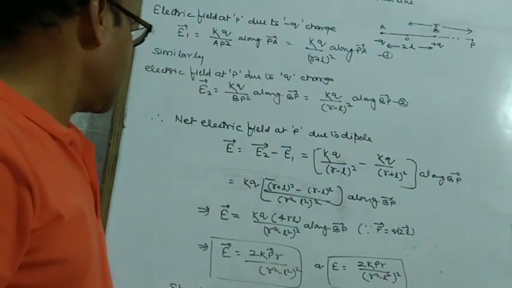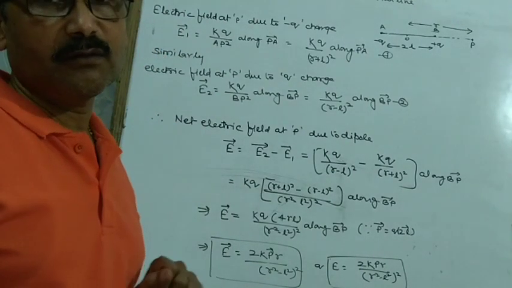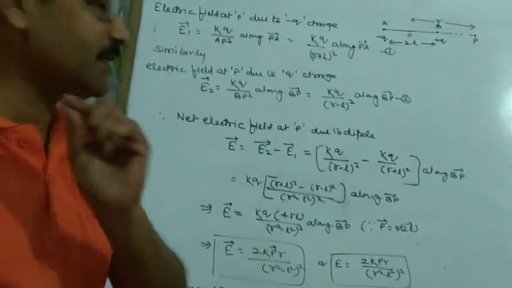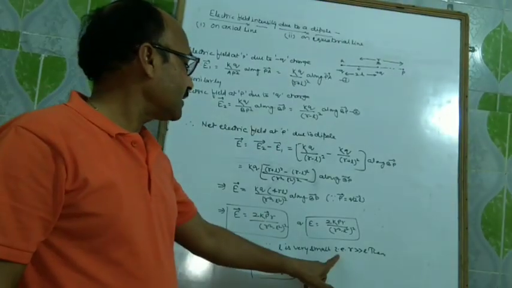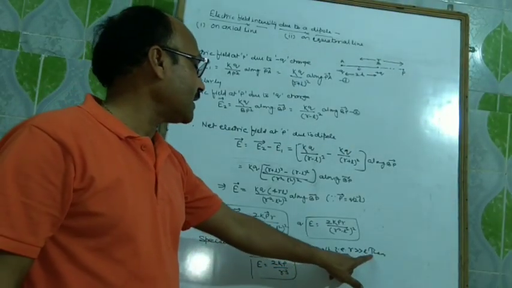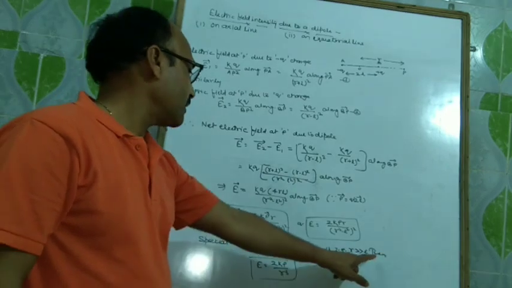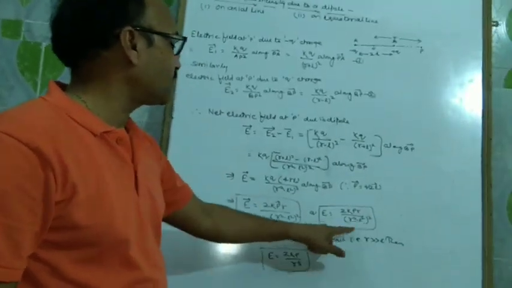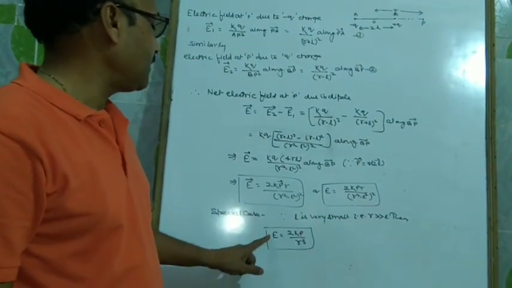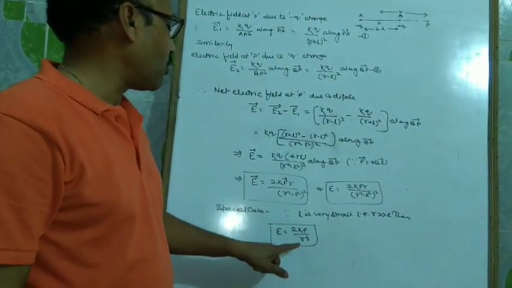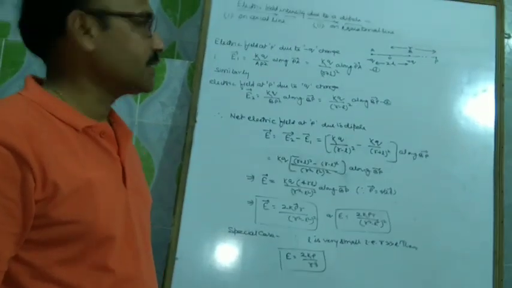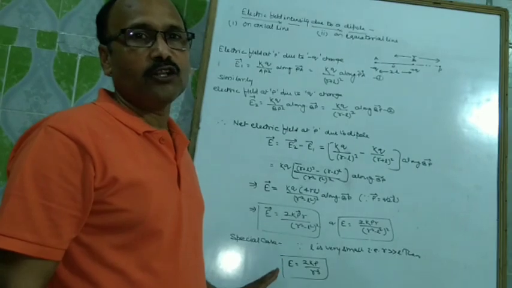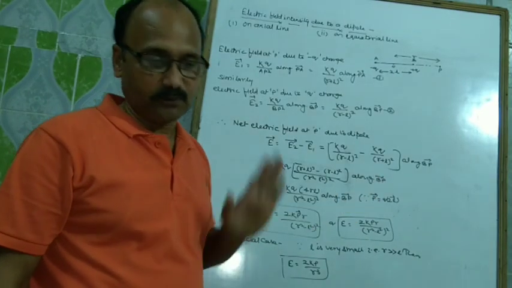Special case. Since we know that l is very small, because the equal and opposite charges are separated by a small distance, that is r is greater than l, then l square can be neglected. Put this value in this formula, we can write E will be equal to 2kp upon r cube. So this is the electric field intensity at any point on the axial line due to an electric dipole.